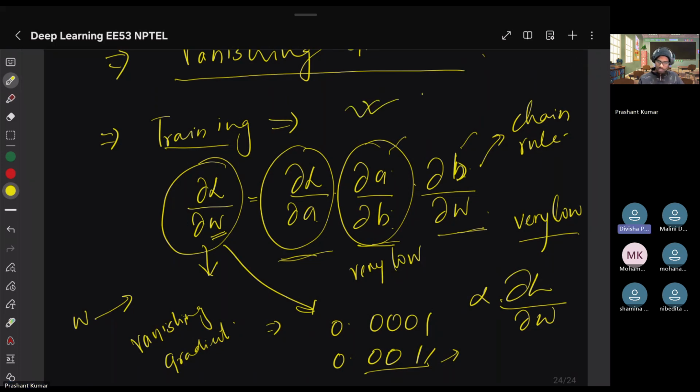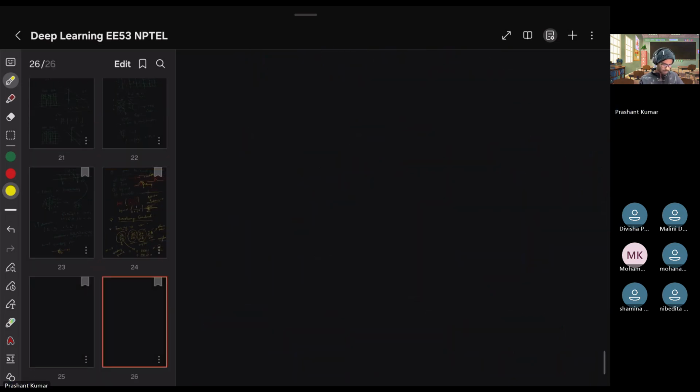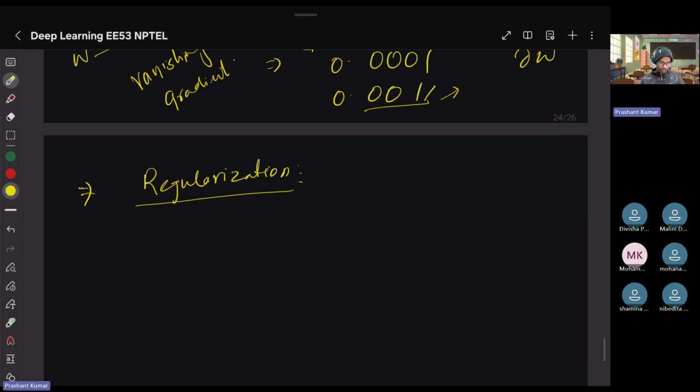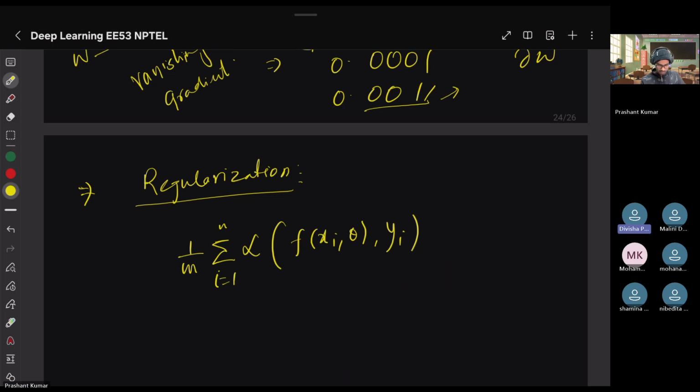Now you are talking about regularization. When you are calculating any loss function, this is the loss function, and you want that this theta should not be very large. Let's say this loss function has been trained, and you are getting some theta, and whatever theta you are getting should have a minimum value.